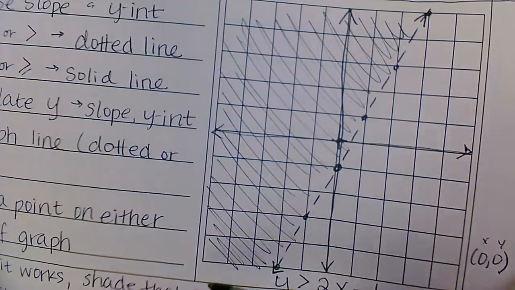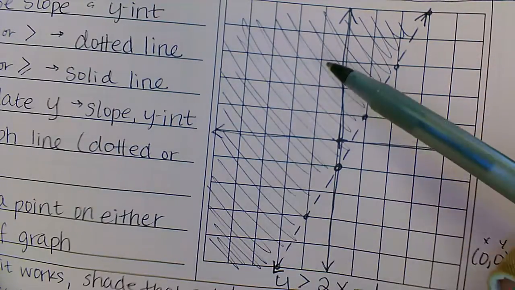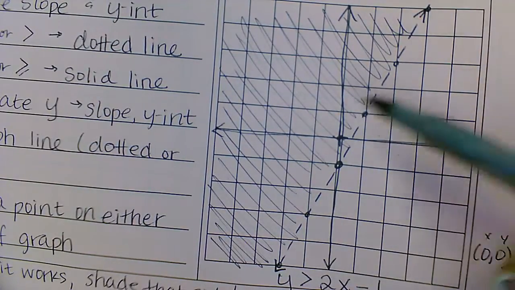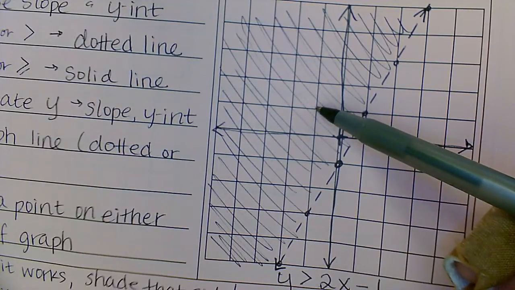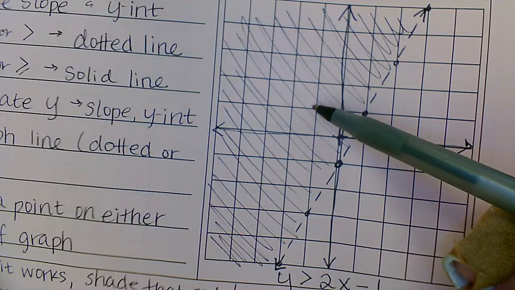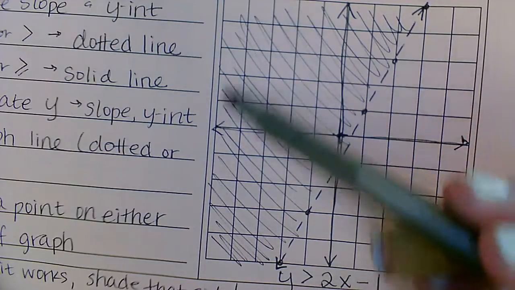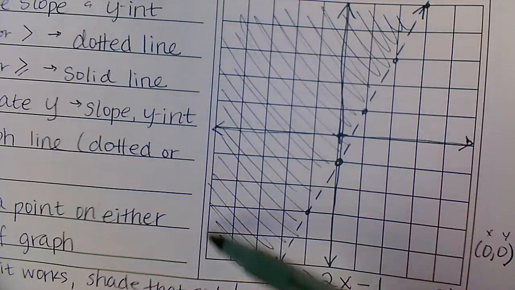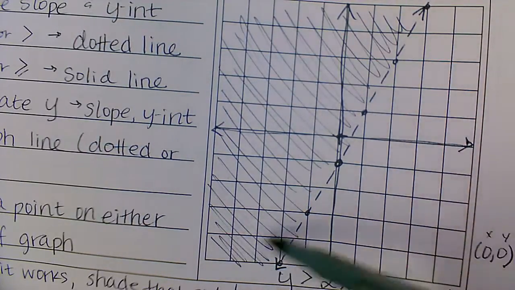Now, the reason I'm shading is this is showing me that any point in this region could be a solution of my inequality. So if I plugged in -1, 1, that would be 1 is greater than -2 minus 1, so 1 is greater than -3. Is 1 greater than -3? Yes. So any point I take over here, if I plugged it in, it would make sense. By shading this area, I'm showing that everything over here could be a solution to the problem.